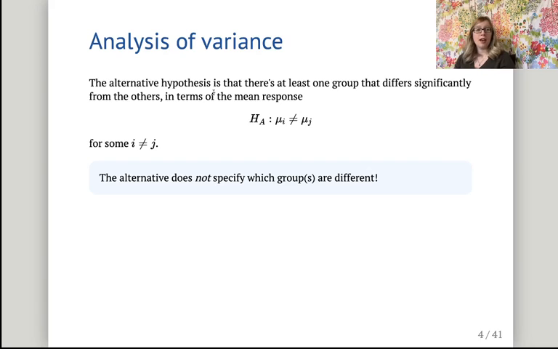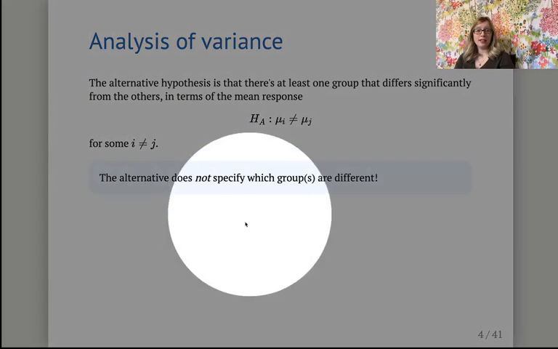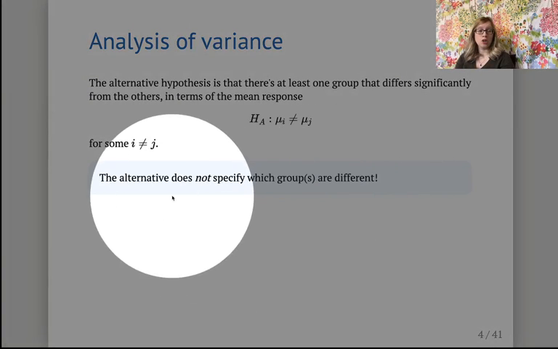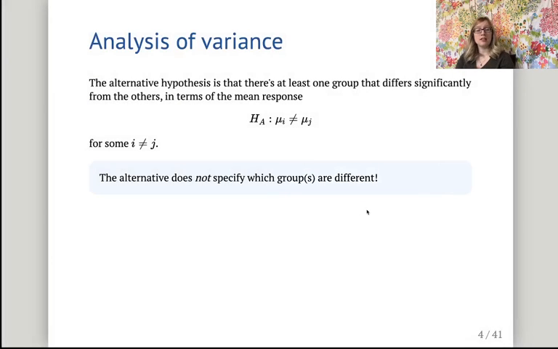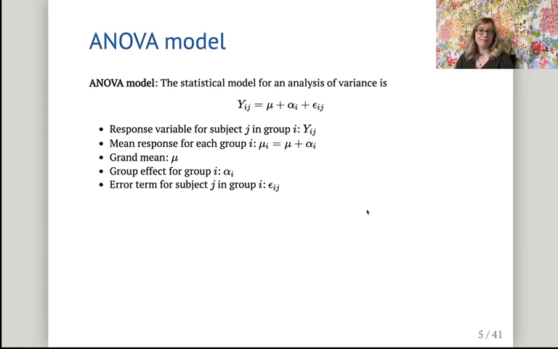The alternative hypothesis in ANOVA is that there's at least one group that's different from the rest. And when we say different, we mean different in terms of the mean response. So for some i not equal to j, the mu for group i is not the same as the mu for group j. Now, this alternative hypothesis has a limitation. Specifically, it doesn't tell us which group is different, just that some groups are different.